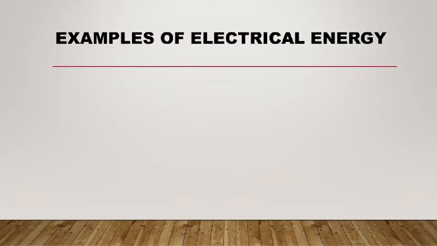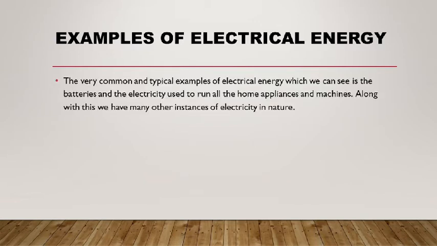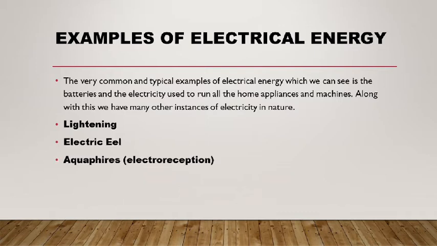Now let us see a few examples of electrical energy, where all we can observe it. The very common and typical examples of electrical energy which we can see are the batteries and the electricity used to run all the home appliances and machines. Along with this, we have many other instances of electricity in nature like lightning, electric eel, aquaphytes, the core of earth and its polarities, and many more.